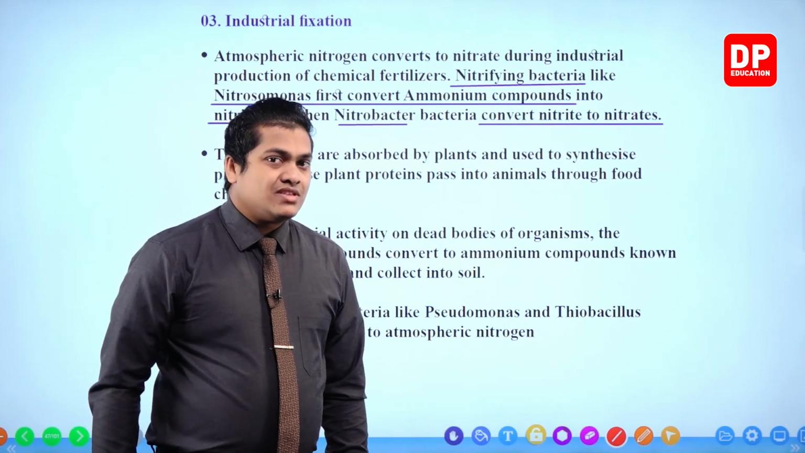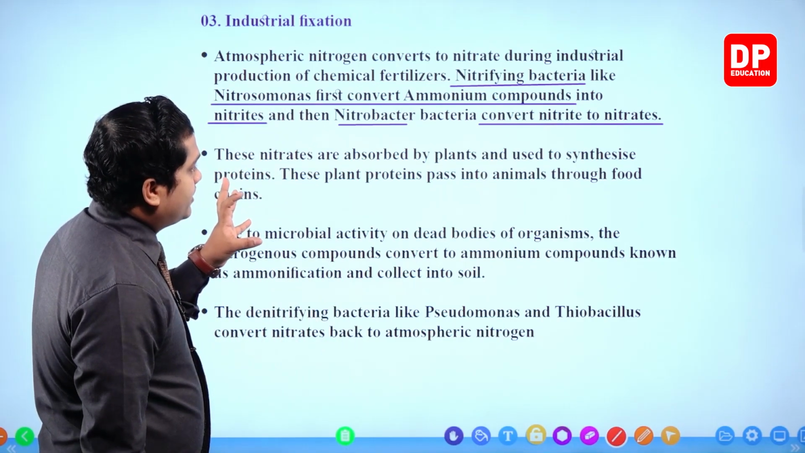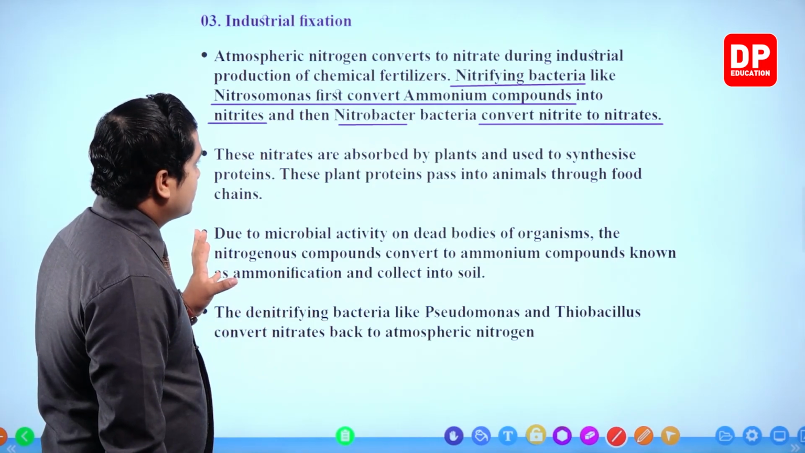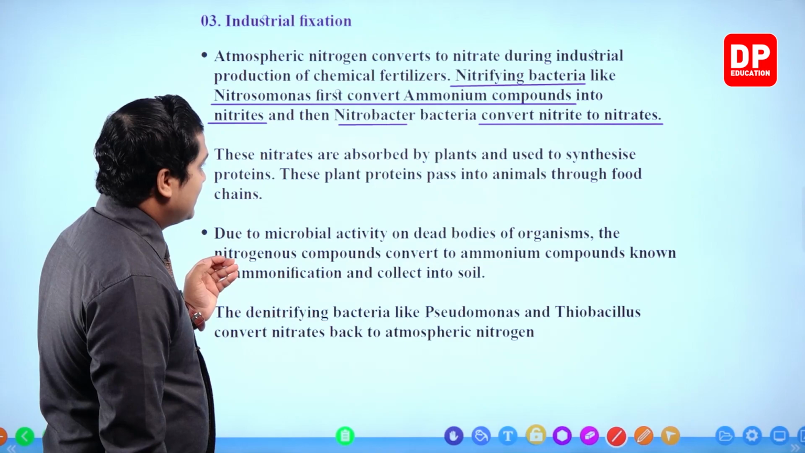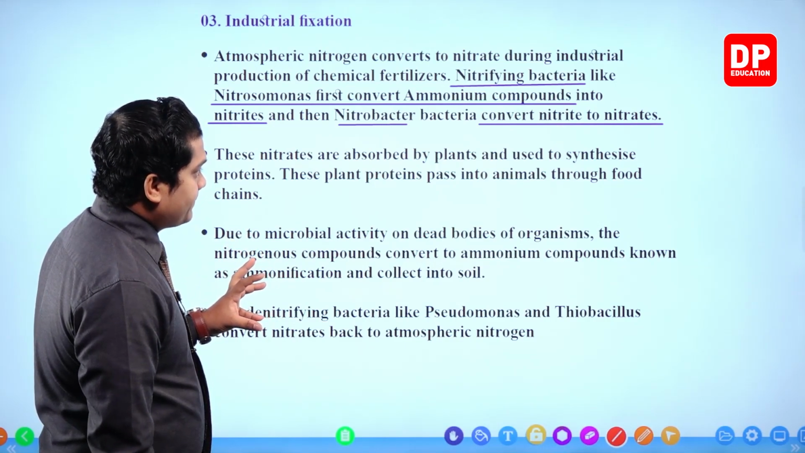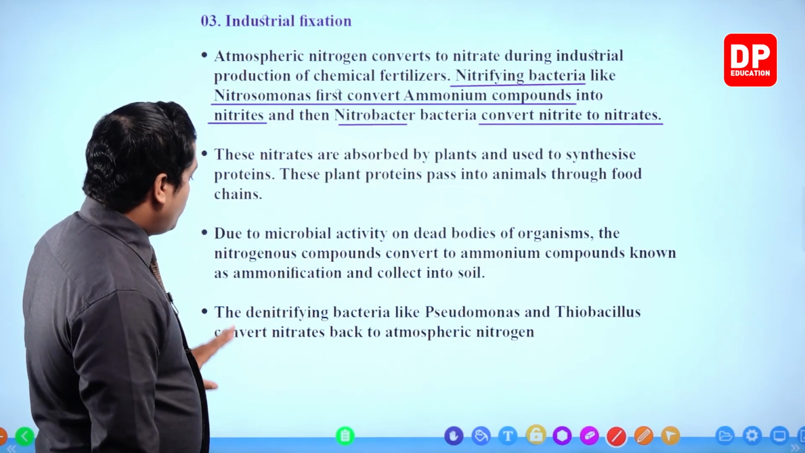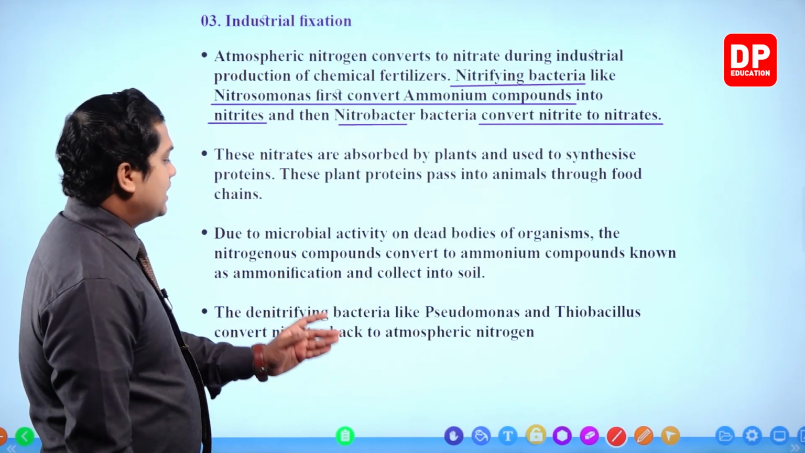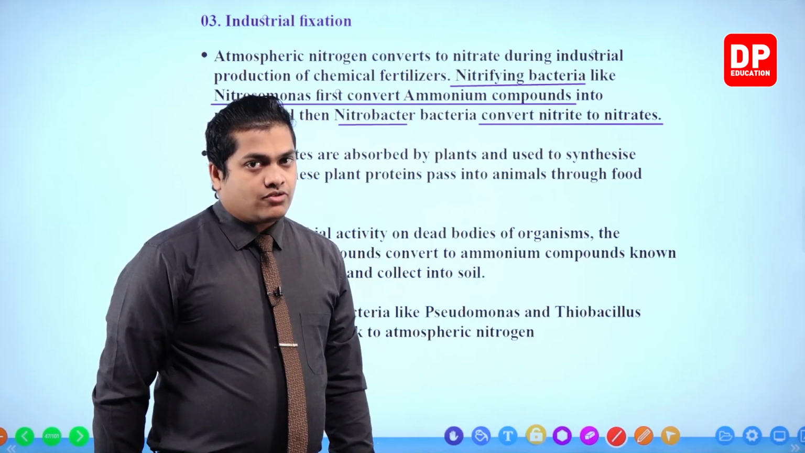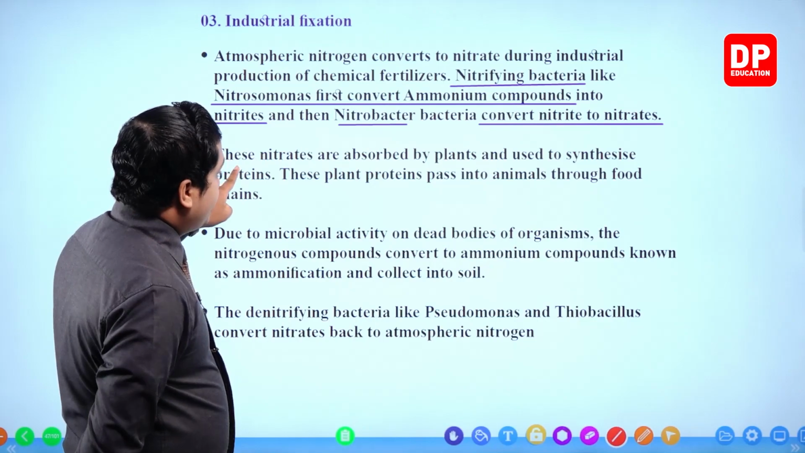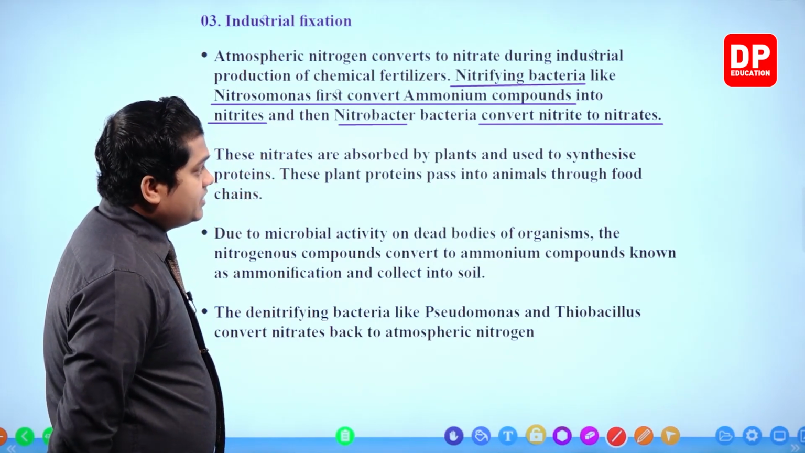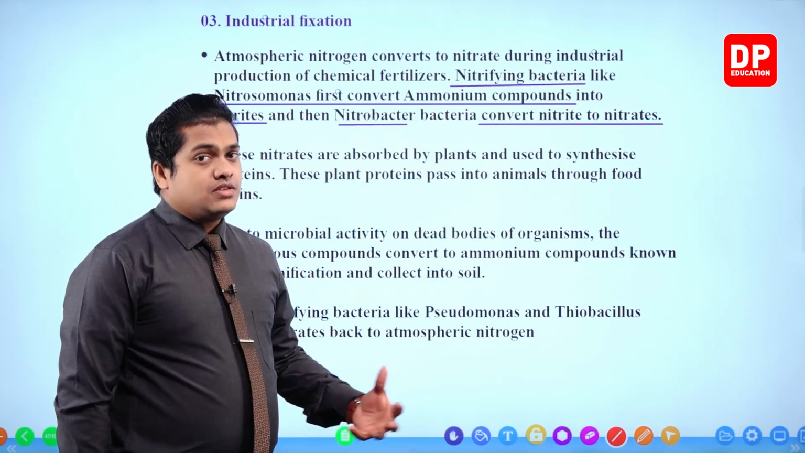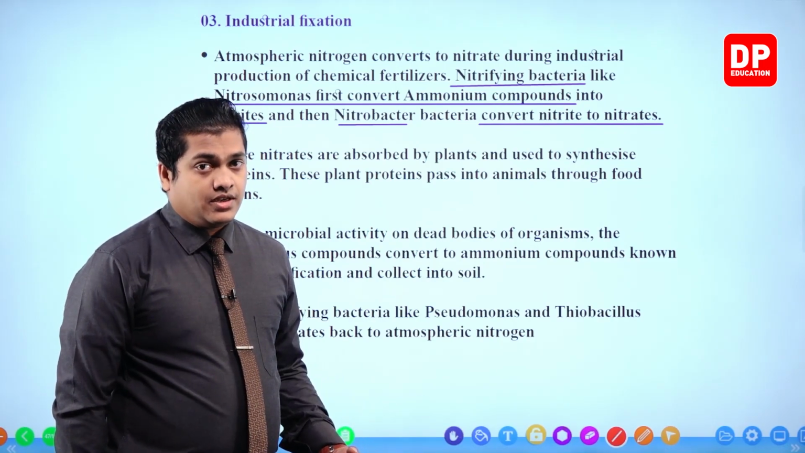Now see the pattern. Atmospheric nitrogen converts into nitrate during industrial production of chemical fertilizer. Nitrifying bacteria like Nitrosomonas convert ammonium compounds to nitrites, then Nitrobacter converts them into nitrates. These nitrates are then utilized by denitrifying bacteria like Pseudomonas and Thiobacillus, and once again they convert them into atmospheric nitrogen. Other than that, my dear children, the nitrates absorbed by plants are used to produce proteins in their bodies. So when we consume these, we also receive these proteins.